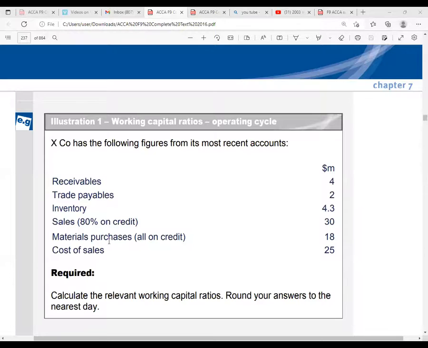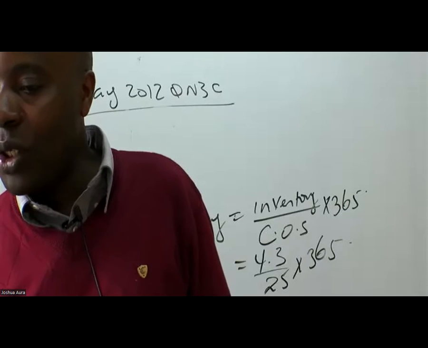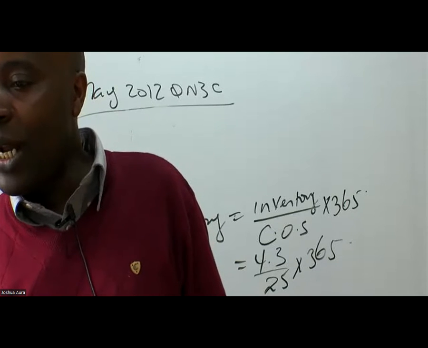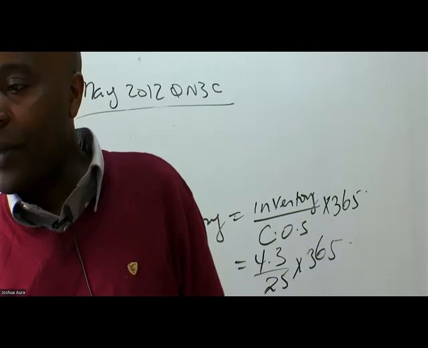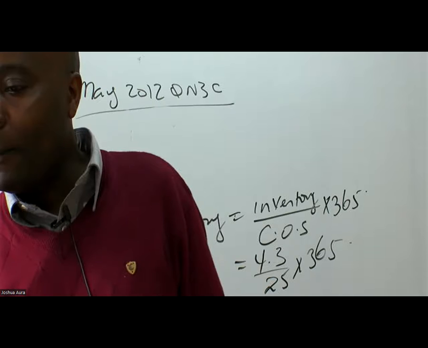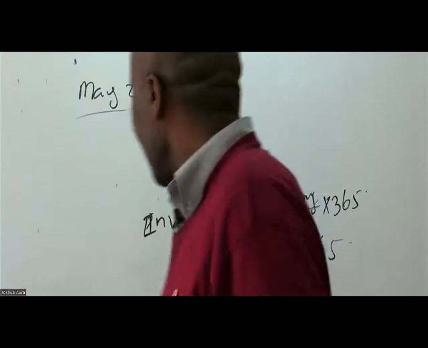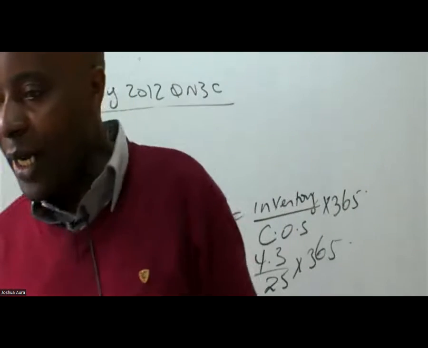And the cost of sales, you are able to see 25, isn't it? So the cost of sales here is 25, times 365. So is there somebody who can give us an answer there? I'm waiting for an answer from you good students of mine.